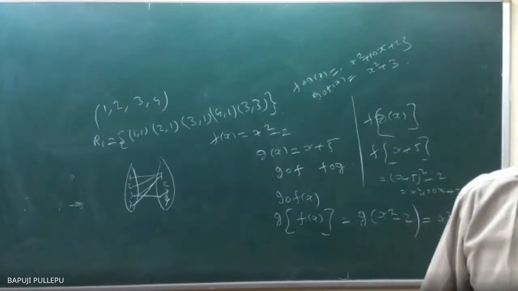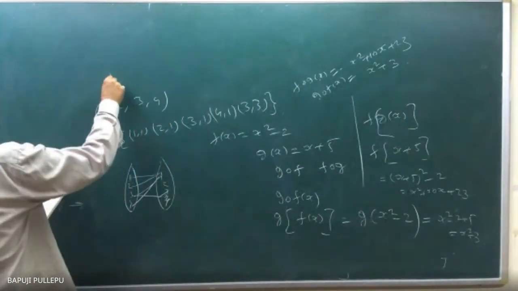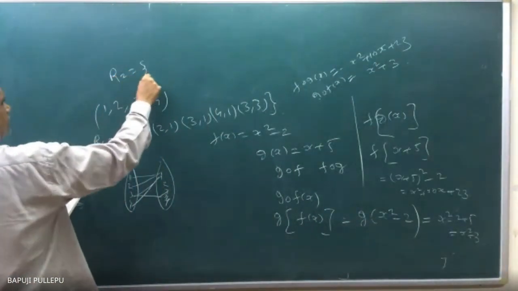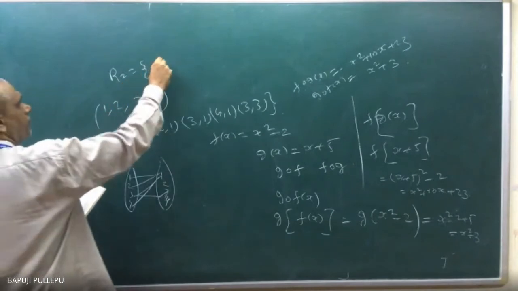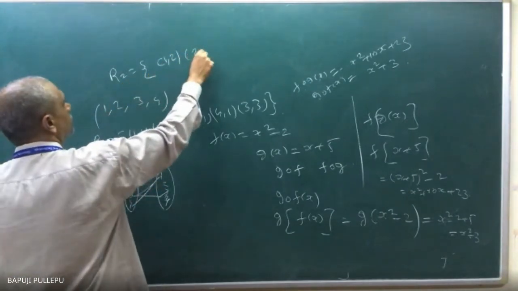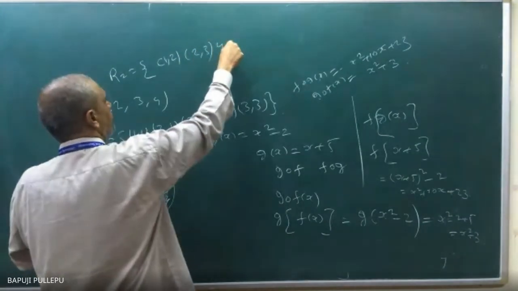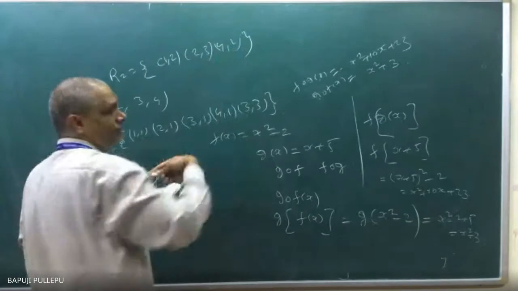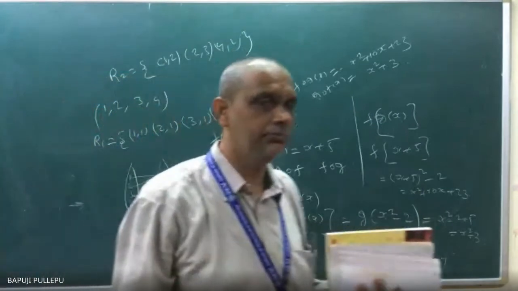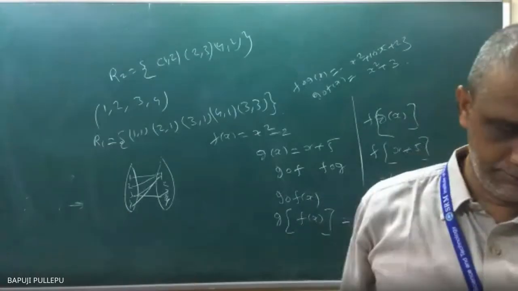Now, next example you see. (1,2), (2,3), (4,2). You can decide within a fraction of a second. Is it a function or not? No, sir. Why? Sir, 3 is missing. Yes, missing.